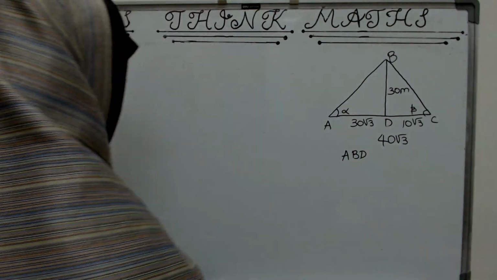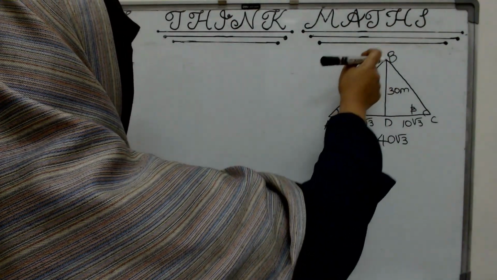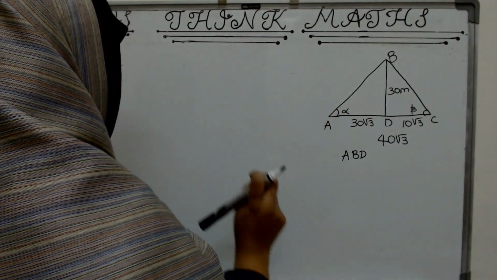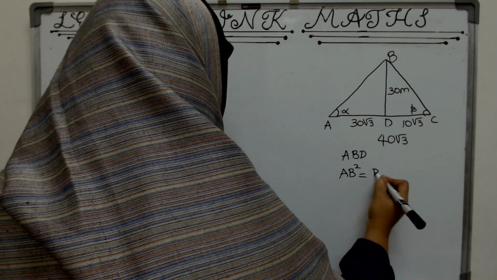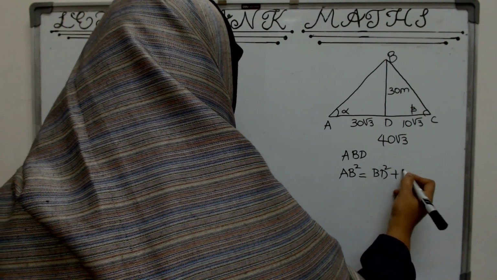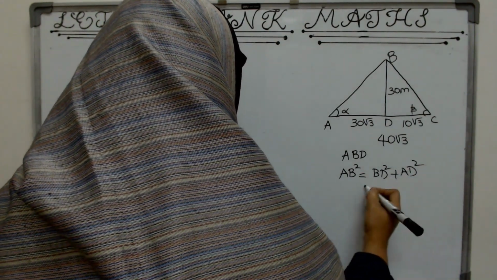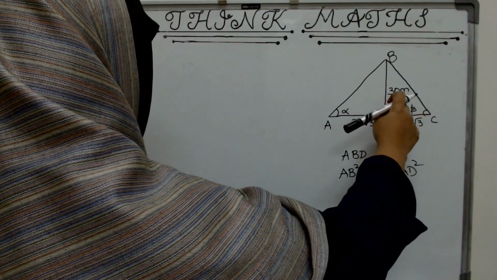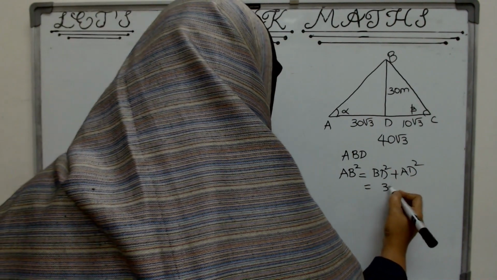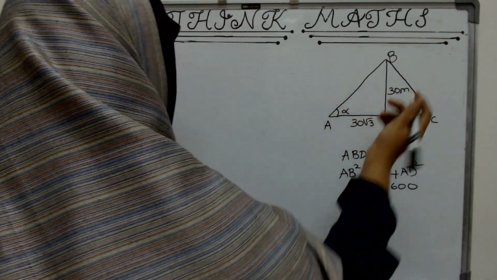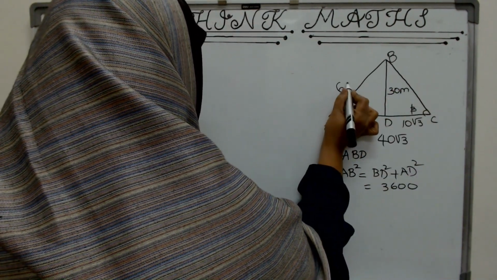ABD, it is a right angle triangle, and AB is its hypotenuse. So applying the Pythagoras theorem, you will get AB square is equal to BD square plus AD square, which is 900 plus 2700, which would be 3600. So AB is the square root of that, so it is 60.